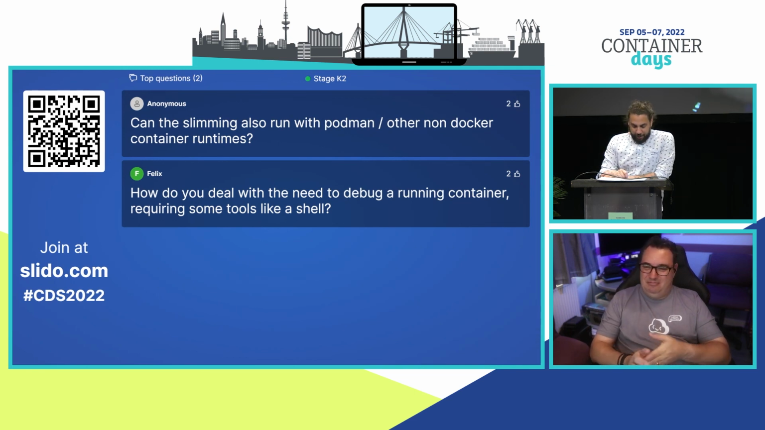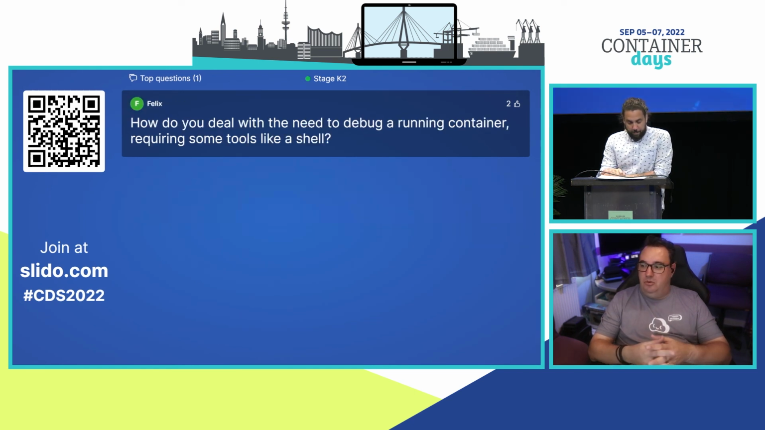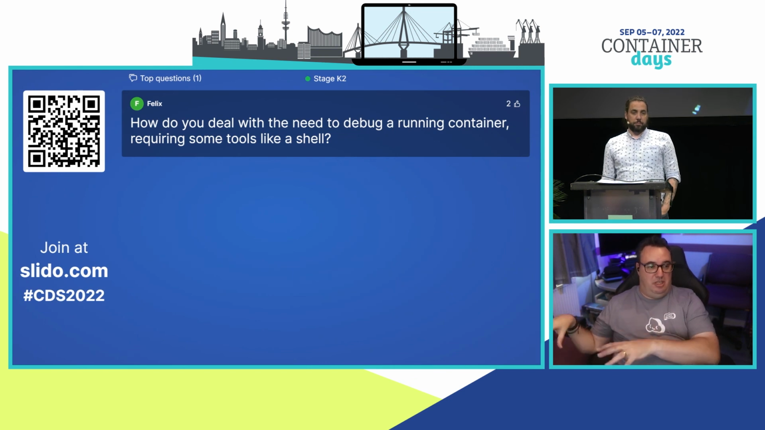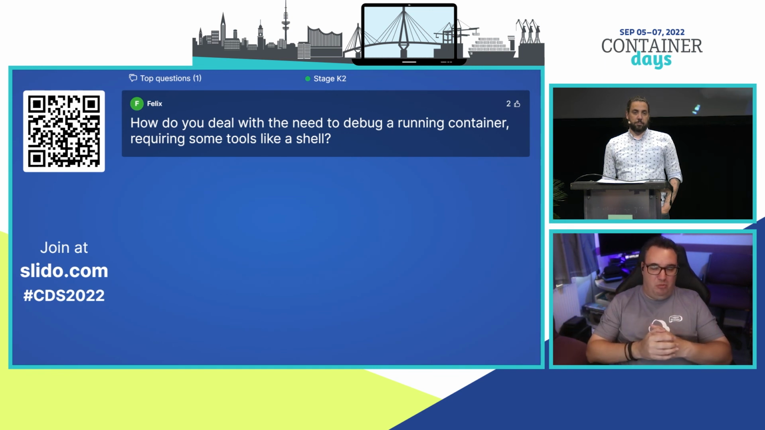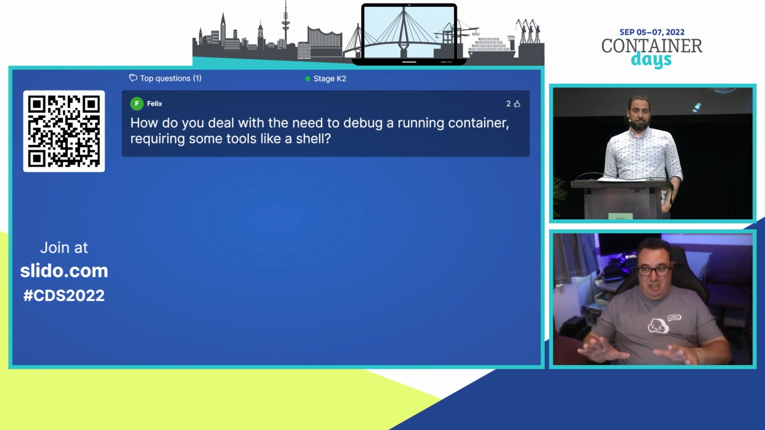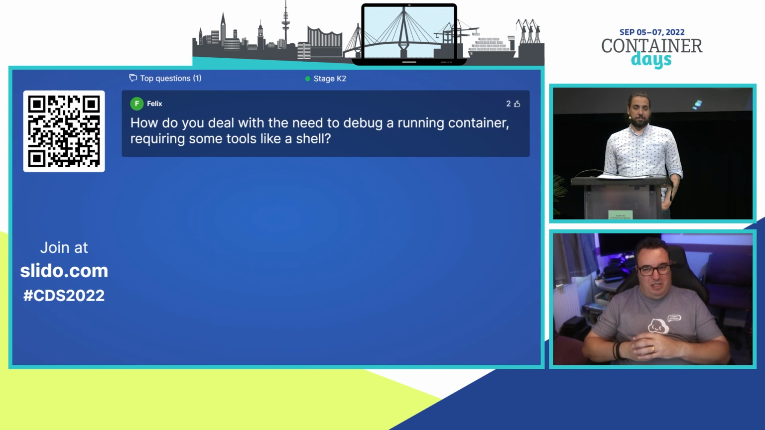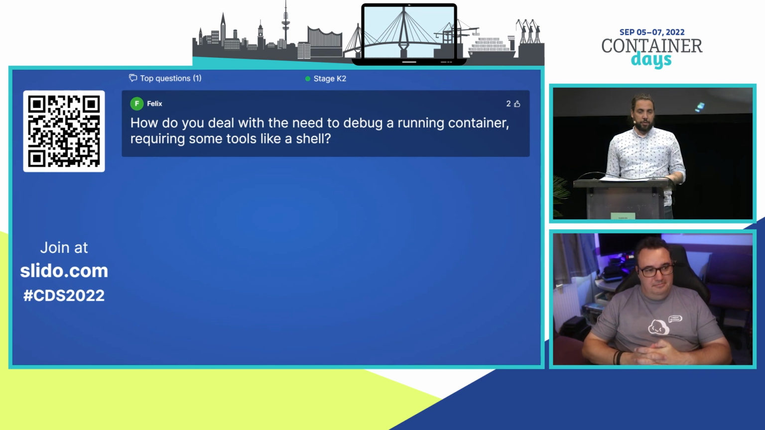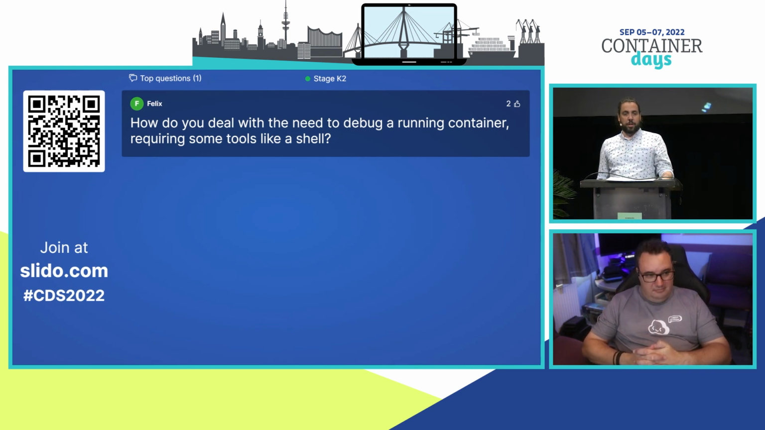Cool, awesome. And finally, how do you deal with the need to debug a running container, requiring some tools like a shell? Yeah, indeed. So we have a mechanism whereby you can attach a debug instrumented sidecar container to the slimmed container, and we have a number of documents and blog posts on our website that go through that. But if you want to get into that and you're struggling to get started, just come and ask. We'll be happy to point you in the right direction. Yeah, so similar to the recent ephemeral containers on Kubernetes, I'm assuming, where you can attach something and use the shell as a one-time thing.